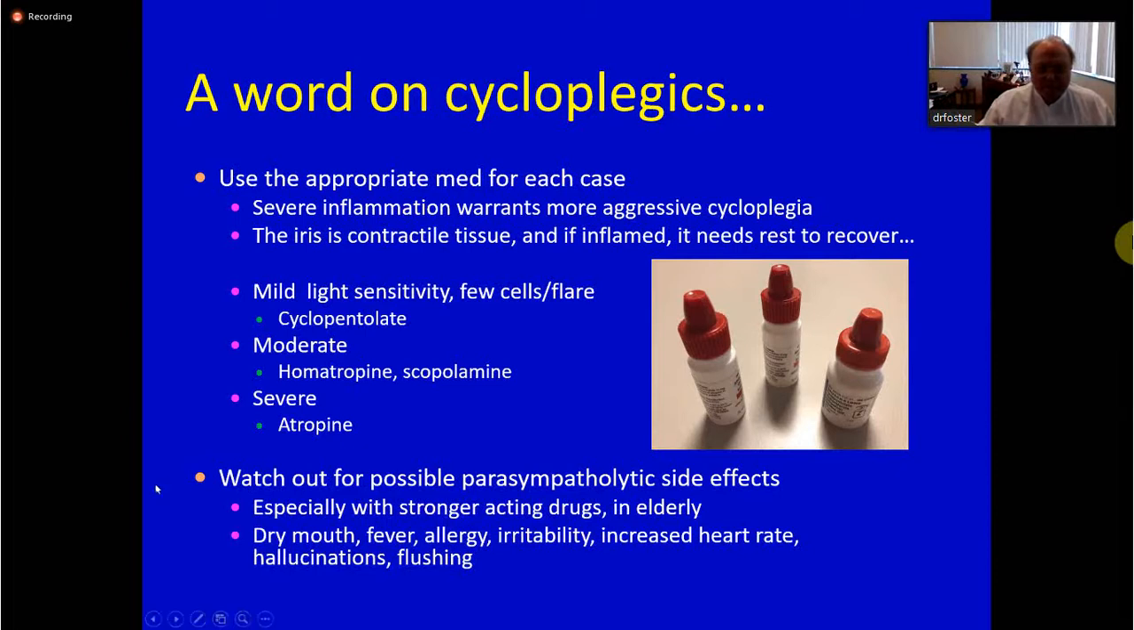I've not seen this, by the way, in any of my patients, adults or otherwise. It's a possibility, so you need to be aware of it. But a parasympathetic side effect can occur in patients who are having aggressive cycloplegia.